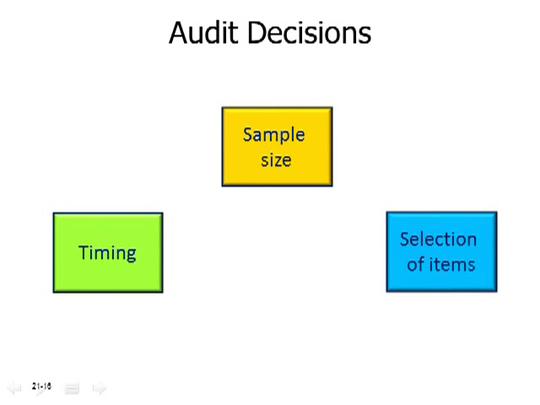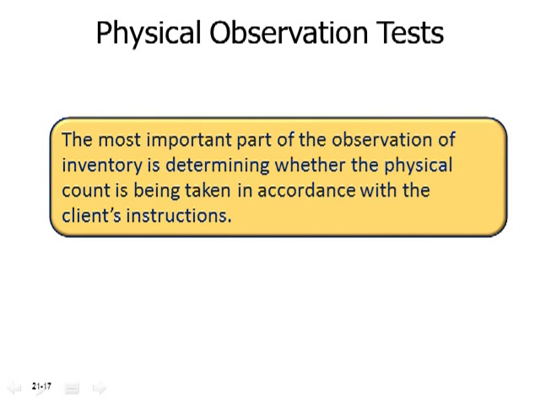Inquire about items that are likely to be obsolete, and discuss with management the reasons for excluding any material items. And so here we see that the most important part of the observation of inventory is determining whether the physical count is being taken in accordance with the client's instructions. And so the auditor has a responsibility to understand how the client conducts their fiscal year-end count, and then they are responsible for ensuring that the actual count is done consistent with those instructions or policies. And in many cases, the auditor may have to travel around to multiple different locations in order to observe these counts.